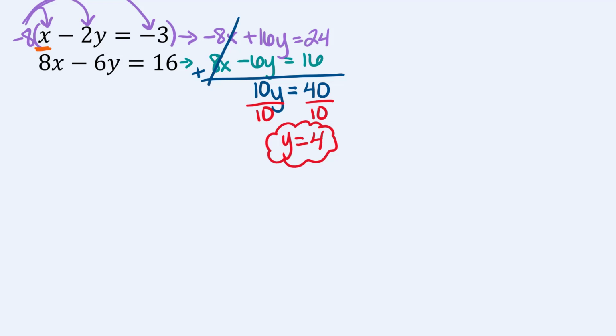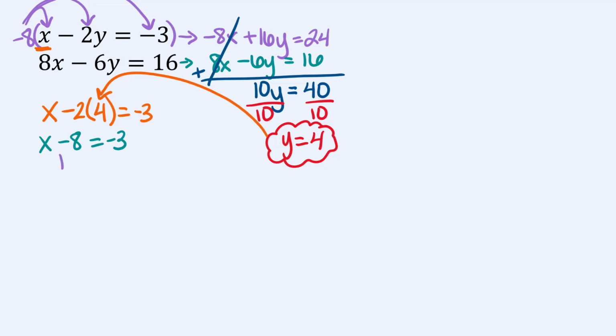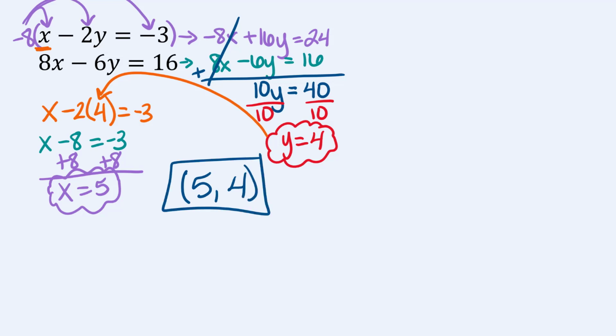So I'm going to say x minus 2 times 4 equals negative 3. Again, we got that 4 from the y value. So I have x minus 8 equals negative 3. I'm going to add 8 to both sides to get x equals 5. And again, my final answer is an ordered pair. X goes first. And so my final answer is going to be 5, 4. So at the point 5, 4, these two lines cross each other.